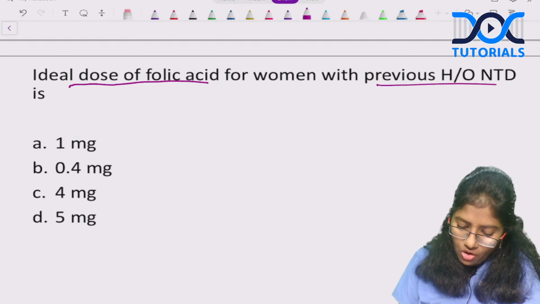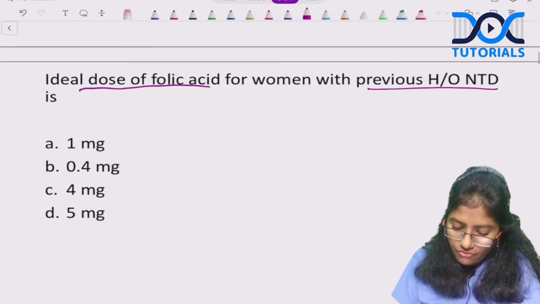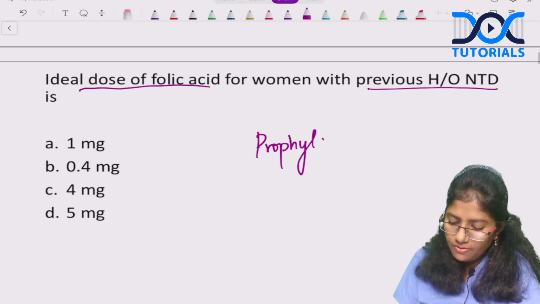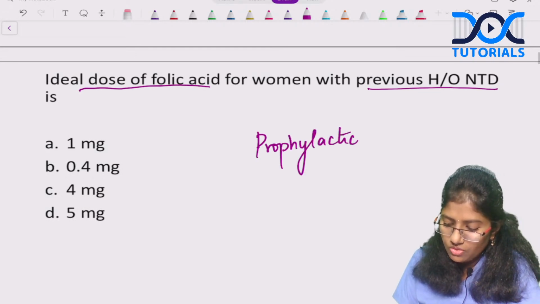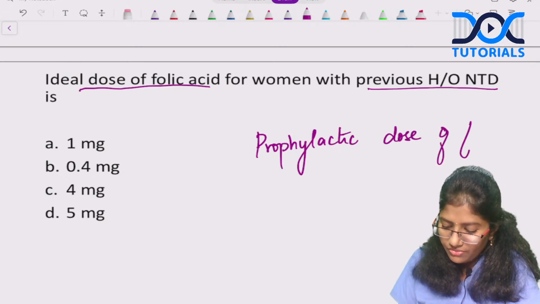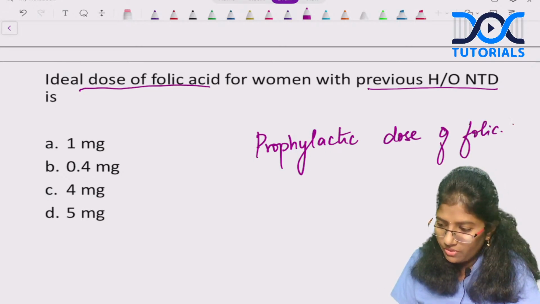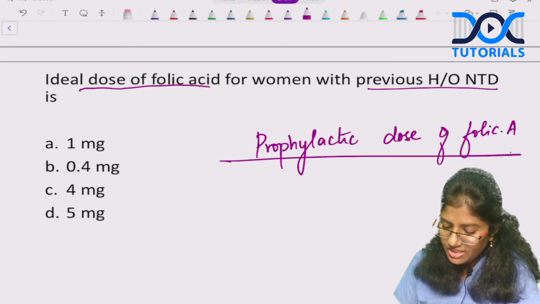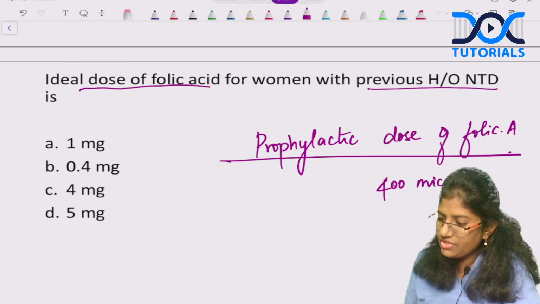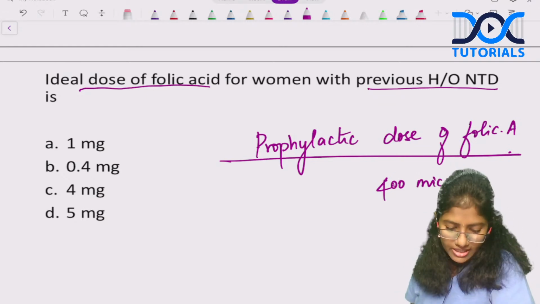Okay, so we all know the prophylactic dose of folic acid according to the WHO guideline. The prophylactic dose of folic acid according to the WHO guideline is 400 microgram, which is the same as 0.4 milligram.